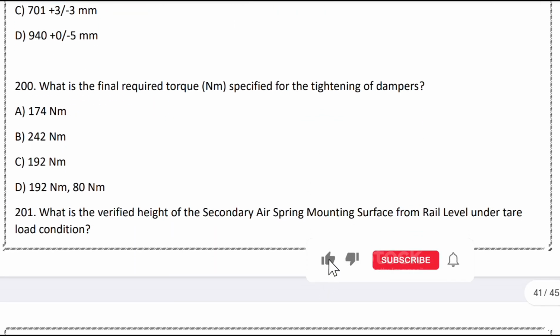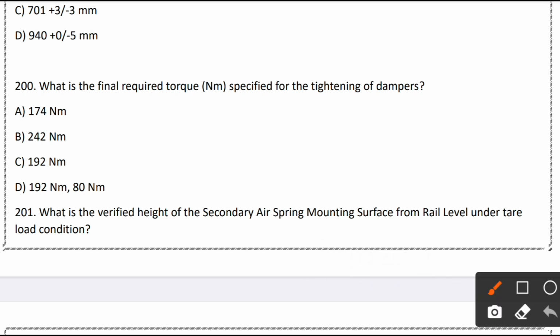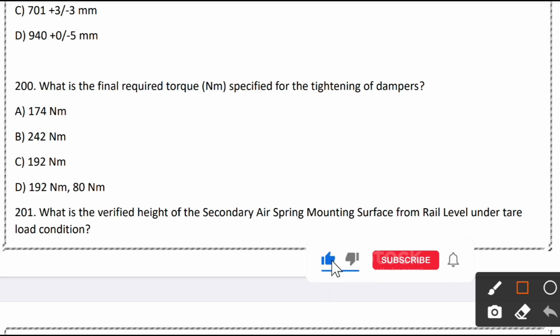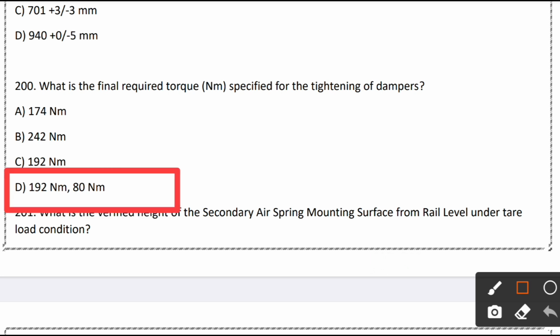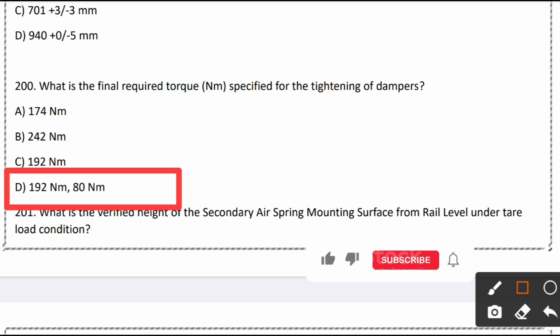What is the final required torque specified for the tightening of dampers? A. 174 Newton meters. B. 242 Newton meters. C. 192 Newton meters. D. 80 Newton meters. The correct answer is D. 80 Newton meters.